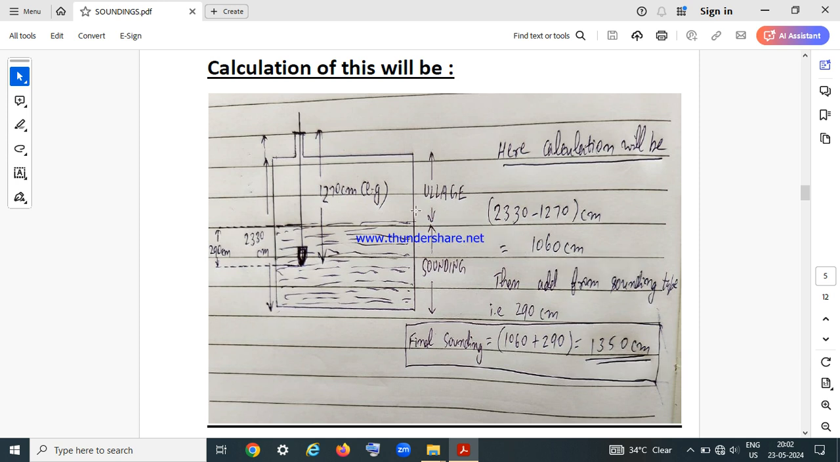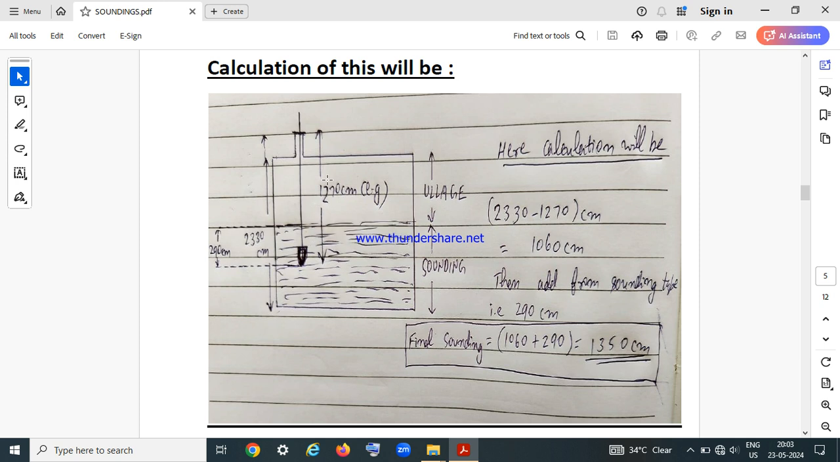Or if you are taking sounding for the first time, or you are confused, one method is you will drop till the bottom. Once you feel that the bob has touched the bottom level, then take out the sounding tape, and whatever level is showing on the sounding tape, that is the exact level. But that method is time consuming, and you cannot do it every time.